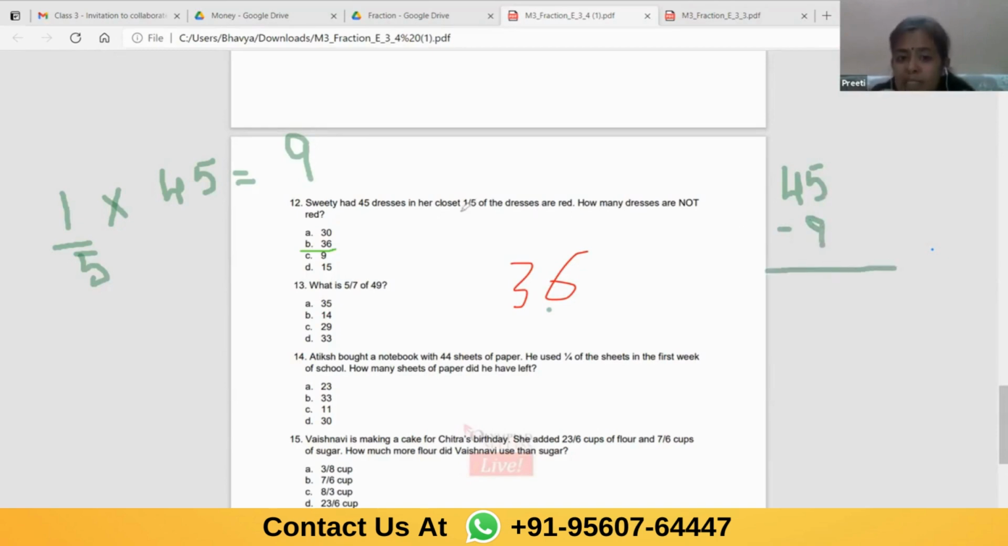Okay, because 1 by 5 of the dresses are red, that means I have 9 red dresses. I have to find out how many dresses are not red. So subtract red dresses from the total dresses and you will find the answer. Isn't it simple? And the answer is 36. Correct. That answer is 36.